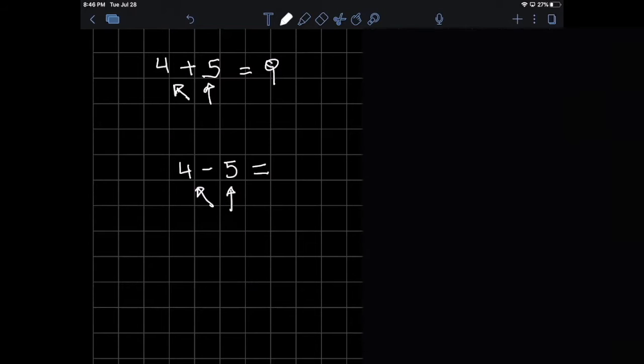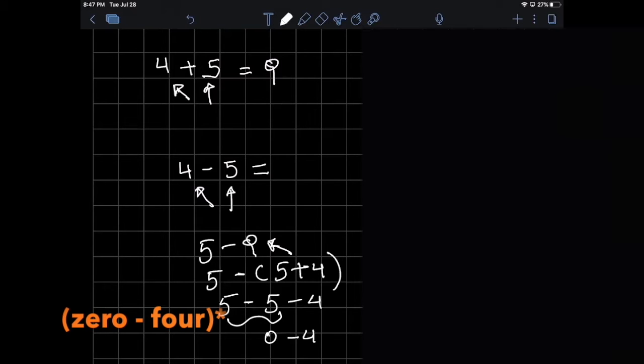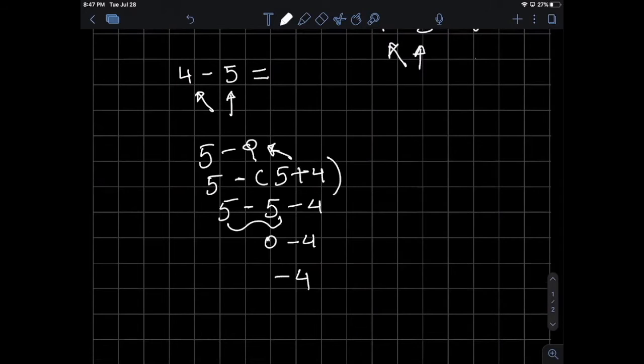For example, if we had 5 minus 9, we can put this as 5 minus 5 plus 4, because as you can see, 5 plus 4 is 9. And then when we distribute the negative, we would get 5 minus 5 minus 4. And then 5 minus 5 is 0, so we would get minus 4.